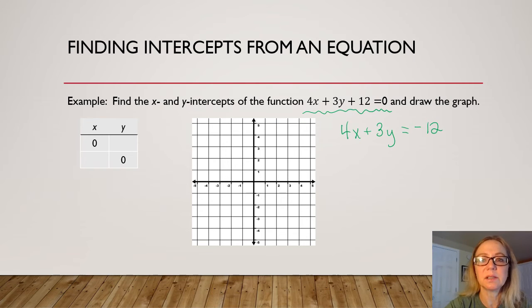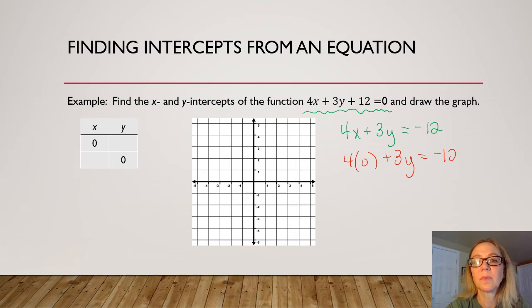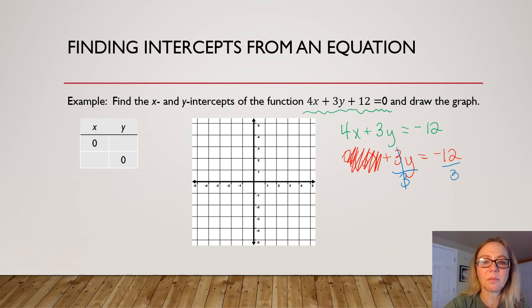When I plug in 0 for x, 4 times 0 is 0, so that drops completely out. To isolate y, I divide both sides by 3, and I have y equals negative 12 divided by 3, which is negative 4, and that's my y-intercept.